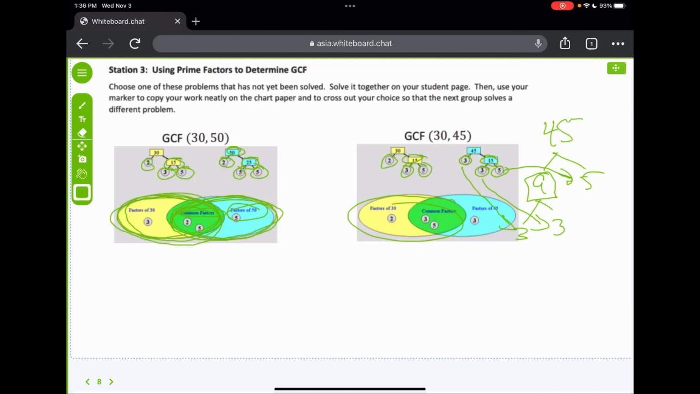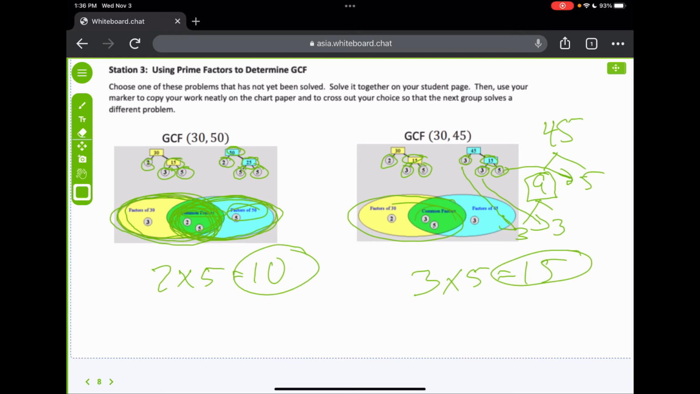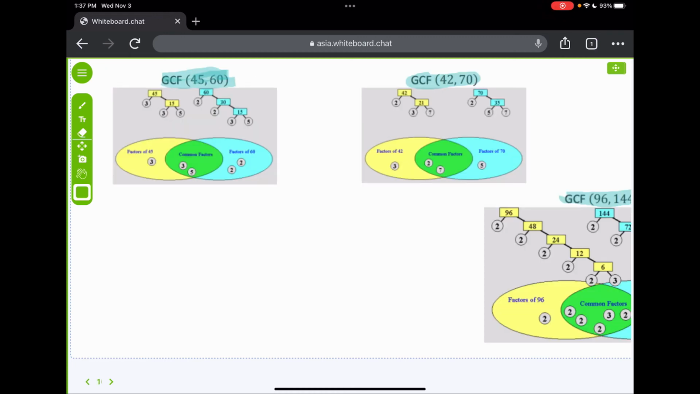We would look at this and say, what's in the common factors? We can multiply those together. So 2 times 5, and that gives you the 10. Here, 3 times 5, that gives you 15, and those are your common factors. Your greatest common factor is 3 times 5. Okay, you break it down into the common factors, and then you can multiply them together. Okay, forgot to mention that.